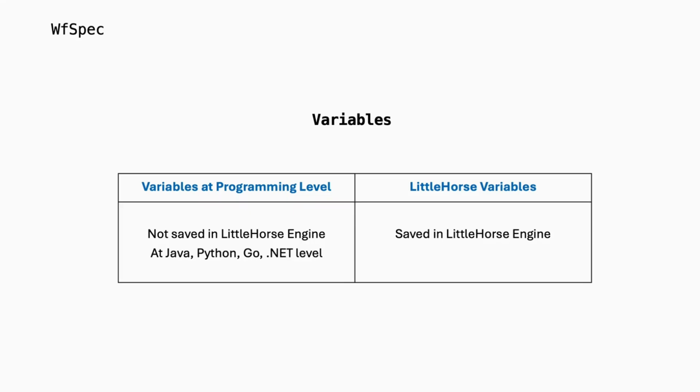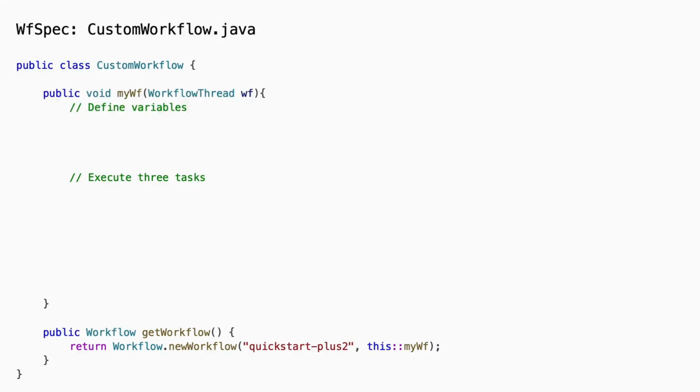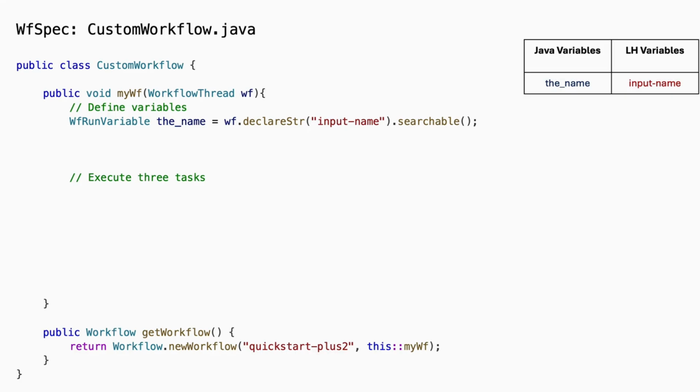We're creating a variable in LittleHorse now, input-name. We define this variable using the method declareStr and make it searchable. In order to use this input-name variable in this workflow specification, you will need to have a Java variable to do that. So here we also have a Java variable, name, for you to refer to or manipulate the LittleHorse variable input-name. So name is not a LittleHorse variable, it is only defined at this Java level.